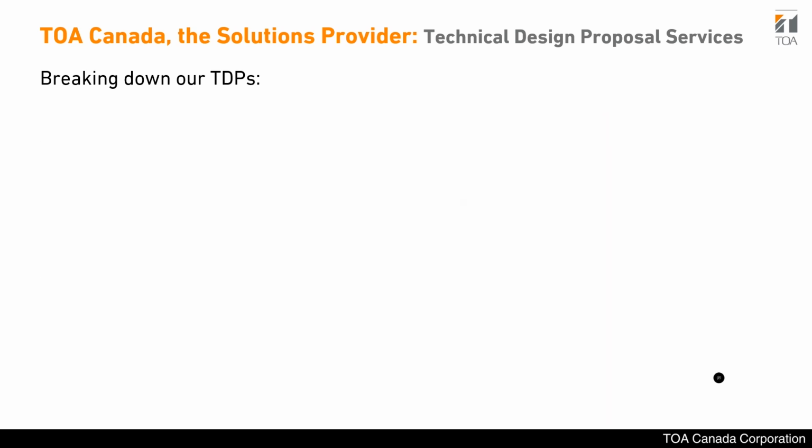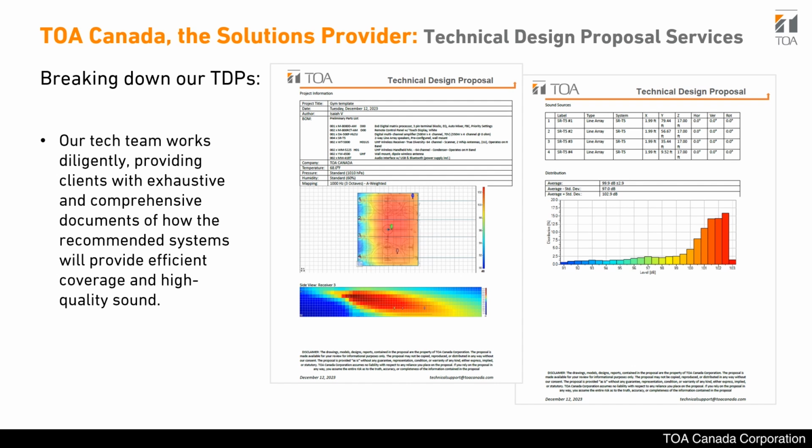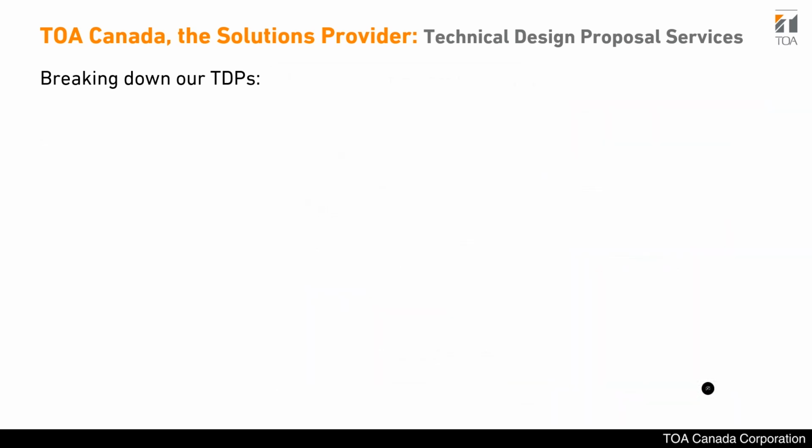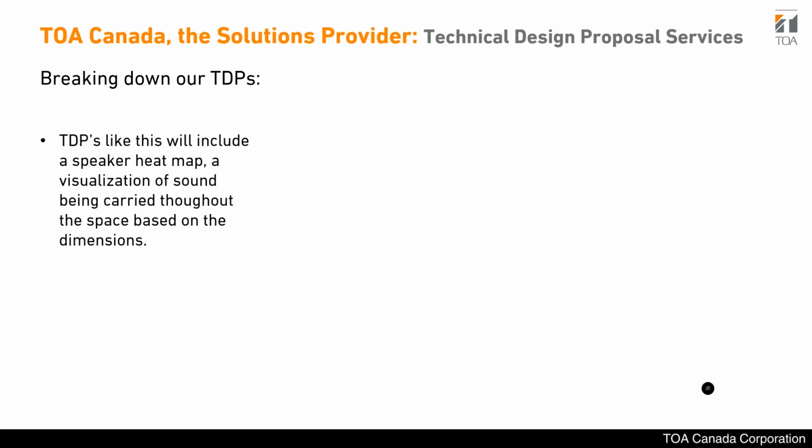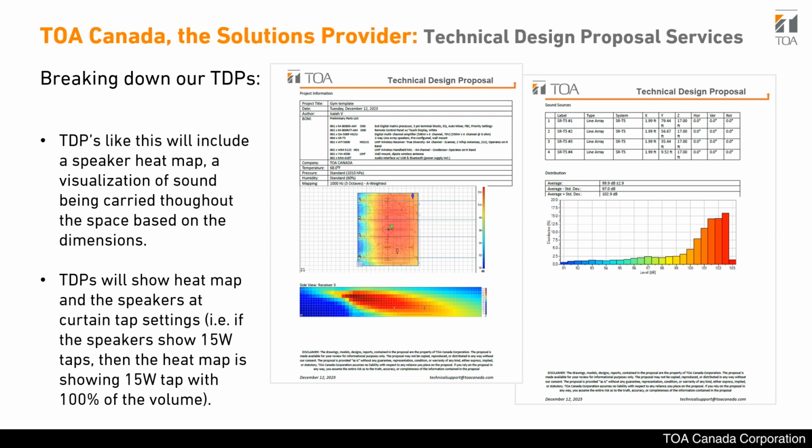Our tech team works diligently, providing clients with extensive and comprehensive documents of how the recommended systems will provide efficient coverage and high quality sound. TDPs like this will include a speaker heat map, a visualization of sound being carried through the space based on the dimensions. TDPs will also show the heat map at the speaker at certain tap settings.